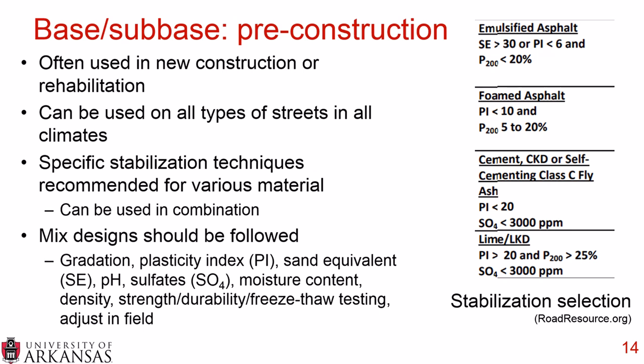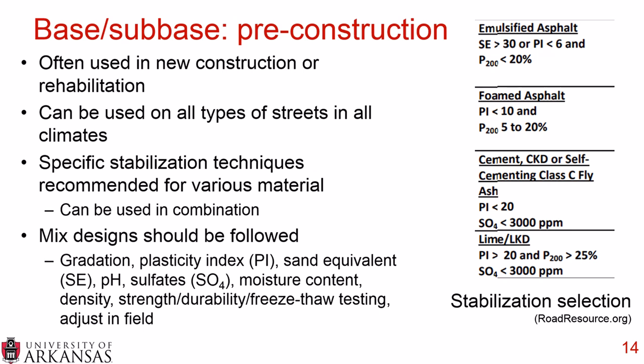And you can see here, this is an example of one recommendation of which type of stabilization to select. If you want to use asphalt emulsion, you should only use it if the sand equivalency of the in-place material, or the material that's being stabilized, is greater than 30, your plasticity index is less than 6, and your P200 is less than 20%.